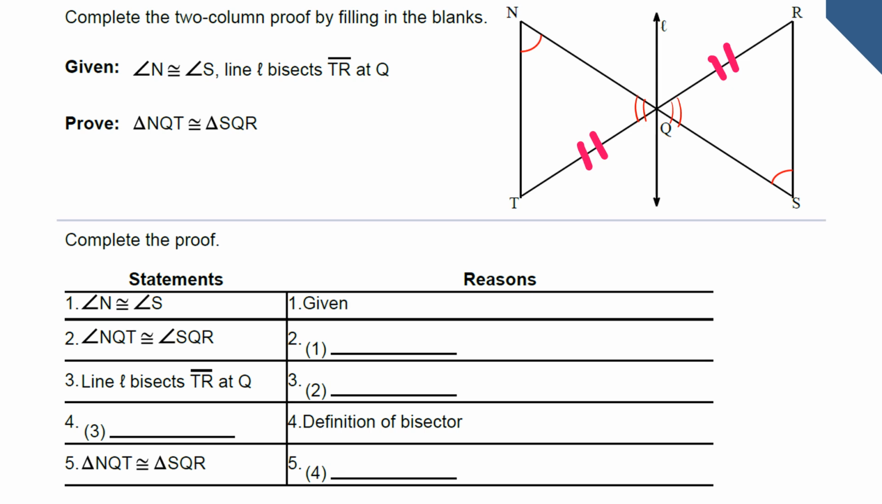And we kind of get that for free because we know the vertical angle theorem. So we're just going to keep that in the back of our mind. We may have to use that later. And we're supposed to be proving that triangle NQT is congruent to triangle SQR.